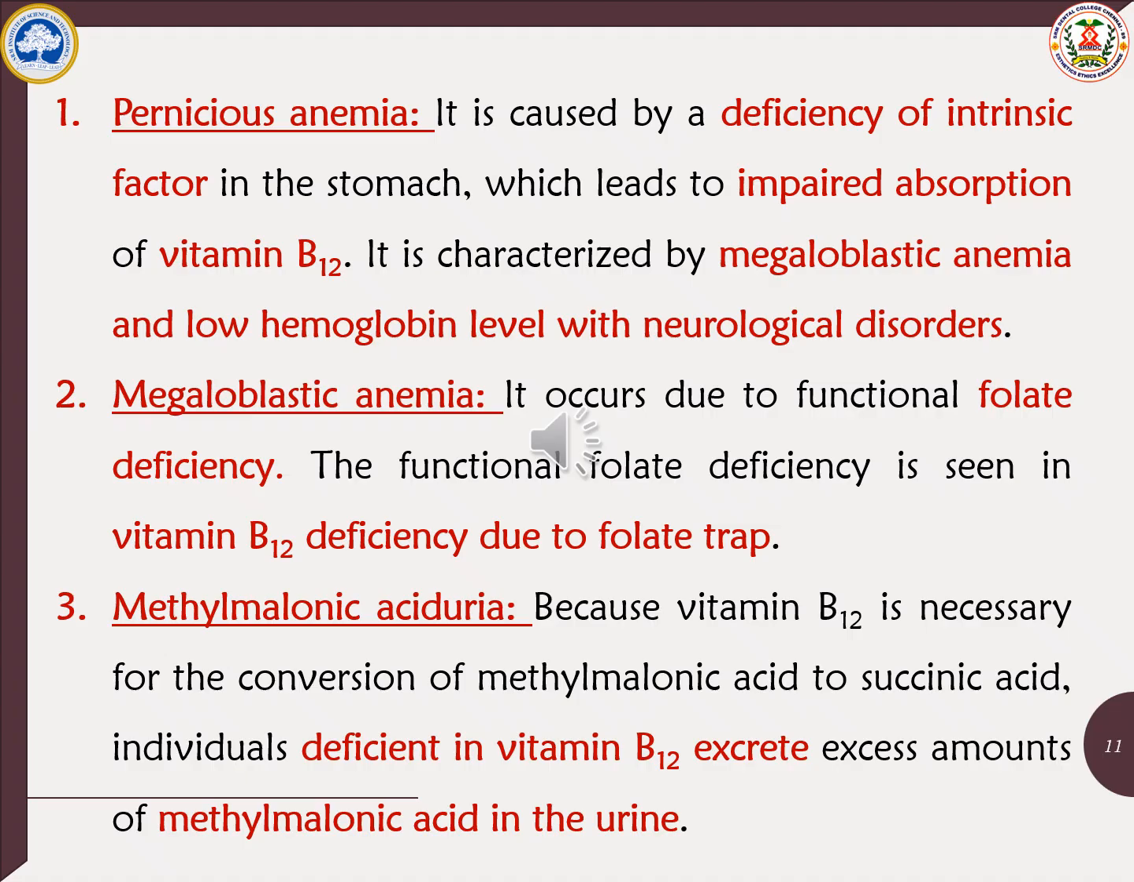And when you come to methylmalonic aciduria, it is due to the accumulation of methylmalonic acid in the system, leading to the release of methylmalonic acid in the urine. I told you already, vitamin B12 is required for the conversion of methylmalonic acid to succinic acid. When there is a deficiency of vitamin B12, methylmalonic acid accumulates in the system, leading to its excretion in the urine. This in turn increases the acidity of the urine, leading to the condition called methylmalonic aciduria.